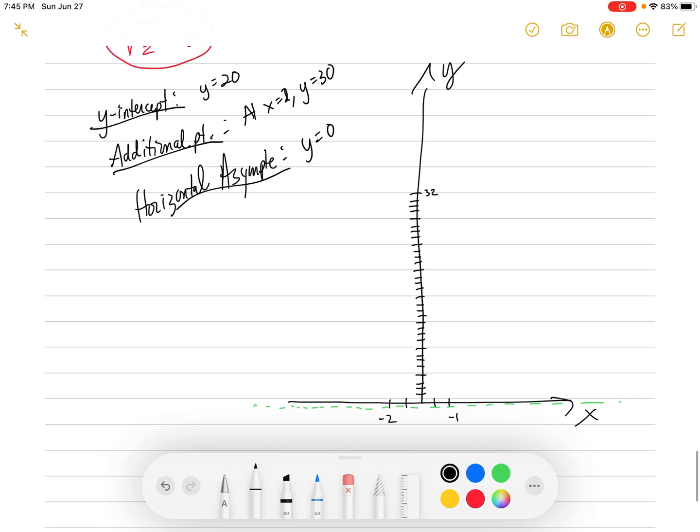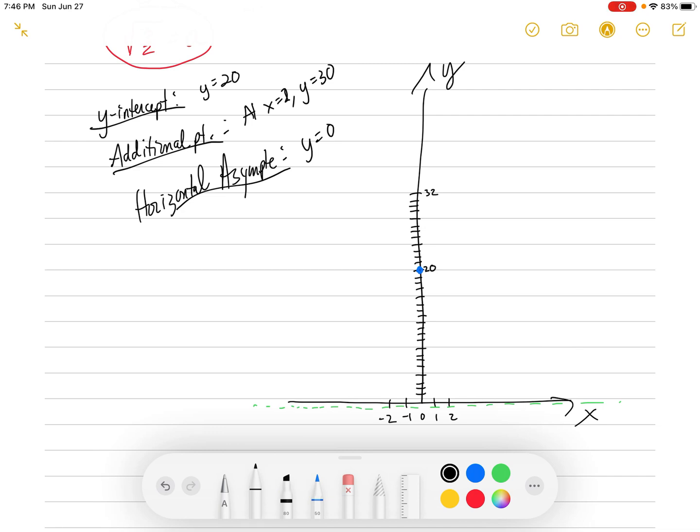So we're going to start off with, I'll put my horizontal asymptote down first, y equals 0. Then I'll put down my y-intercept, 0, 20. Where's 20 at? 16. 20 would be right here. Okay, so I'm going to put a blue point there. That's my y-intercept, 0, 20.